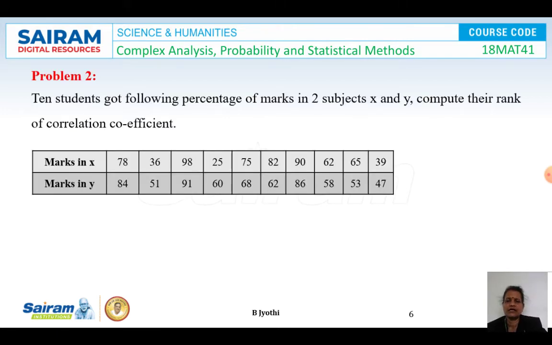Next problem. 10 students got the following percentage of marks in 2 subjects, that is x and y. Compute their rank correlation coefficient. The marks in x and y can be subject 1 and subject 2. For the first candidate, the marks in x is 78 and marks in y is 84, and for the second candidate, marks in x is 36 and marks in y is 51, and so on. This is the tabulated data. Now let us look into the solution.